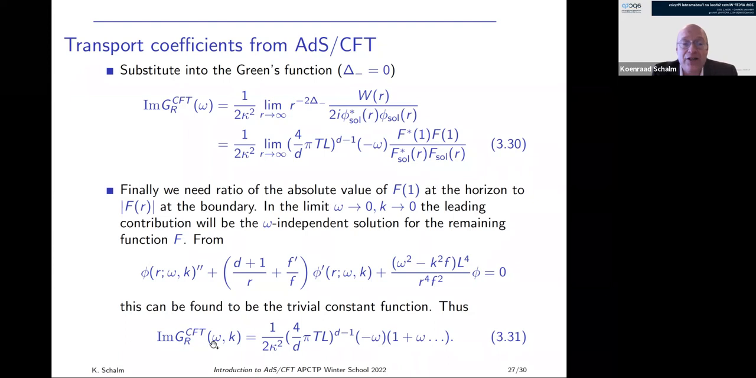So therefore, I know that the imaginary part of the Green's function is just this 1 over 2 squared, and now I can take the limit r to infinity in this system, because this constant now divides out, and I just have a minus omega and a 1 plus higher order in omega terms. For the shear viscosity, we're going to only need the lowest order in omega terms. So these terms I can ignore. And now we're basically there. Because remember, the shear viscosity is proportional to the imaginary part of this retarded Green's function, plus some extra factors. And then we get out the answer that we seek.